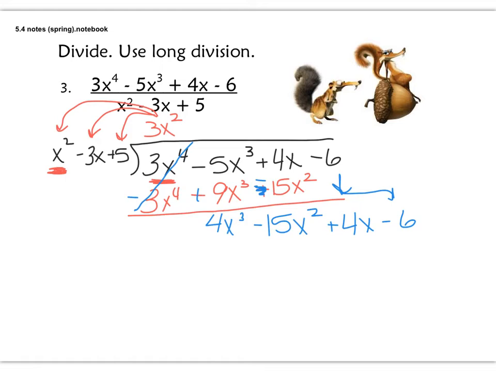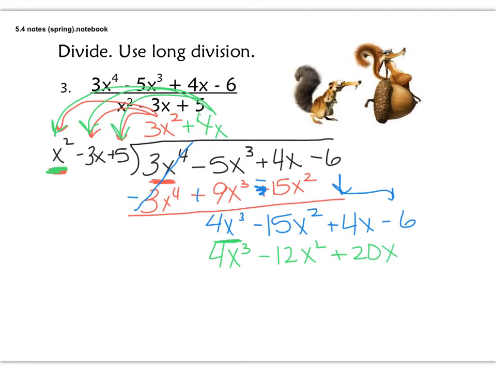All right, let's start over. What do you multiply x squared by to get 4x cubed? You'd have to multiply by a positive 4x. And we will distribute. 4x times x squared is 4x cubed. 4x times negative 3x is negative 12x squared. And 4x times 5 is a positive 20x. All right, from there, we will go ahead and change our signs.